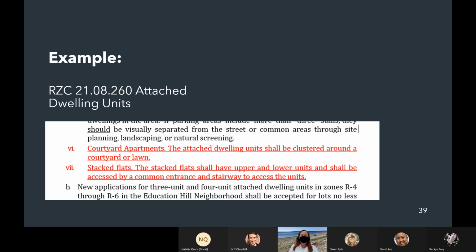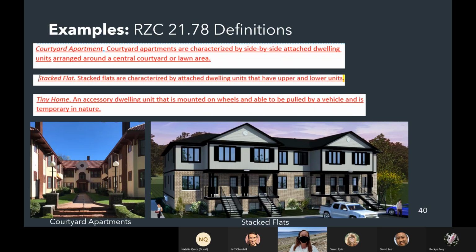So you can see here that the courtyard apartments and stack flats will be introduced into the code with their specific regulations as to how they would be implemented in the zone in which they'd typically be allowed based on density. You can see here an example of a courtyard apartment. That would be something new that is not called out in the code today, though it could in fact be constructed. Also on the right side, you can see a type of stacked flats. Now, this might be considered a duplex or a triplex or a fourplex, but it also could be considered a stacked flat based on the type of construction that is taking place inside.